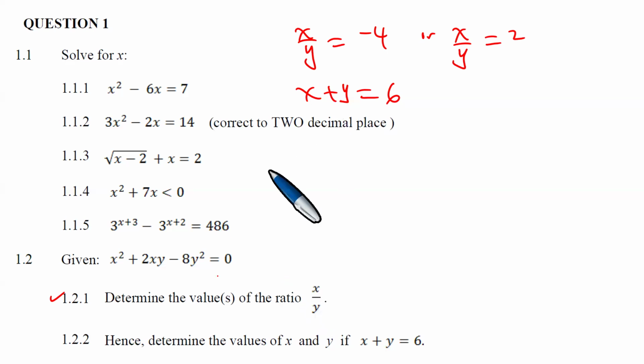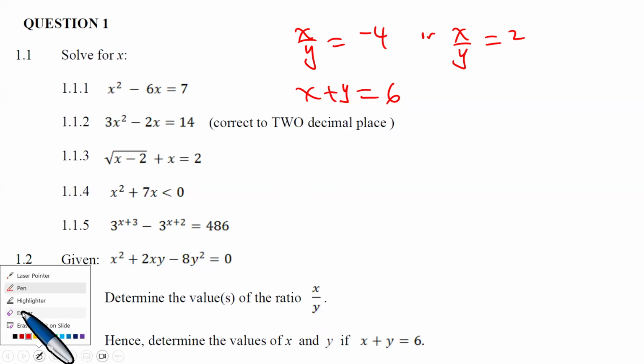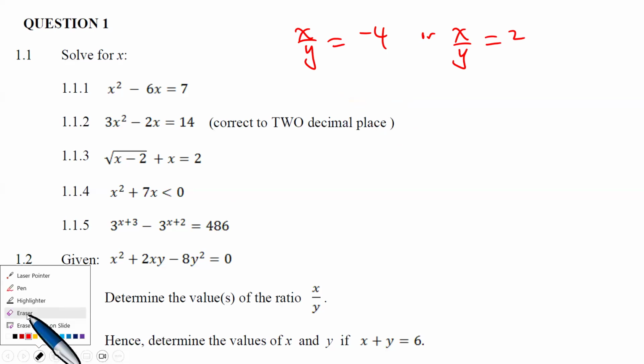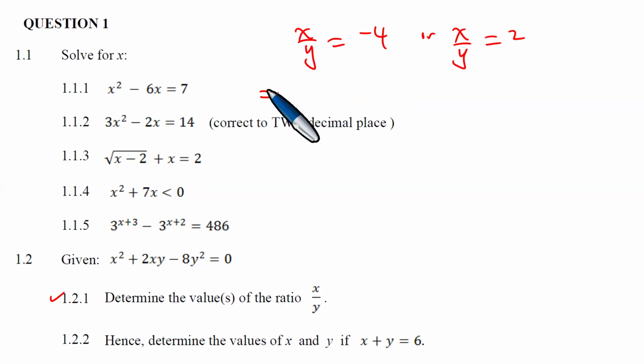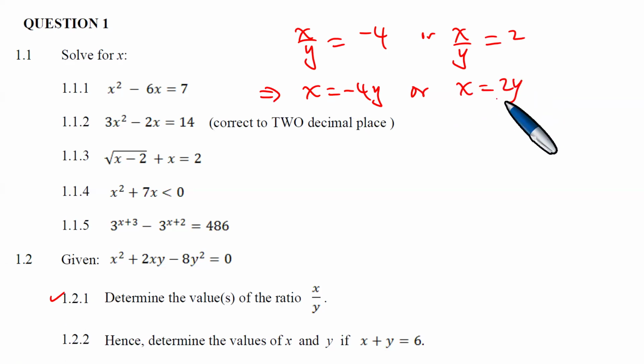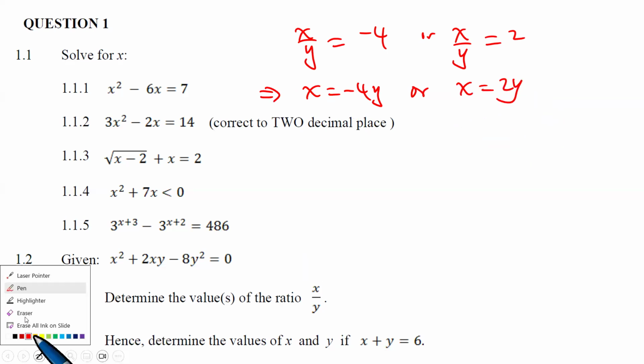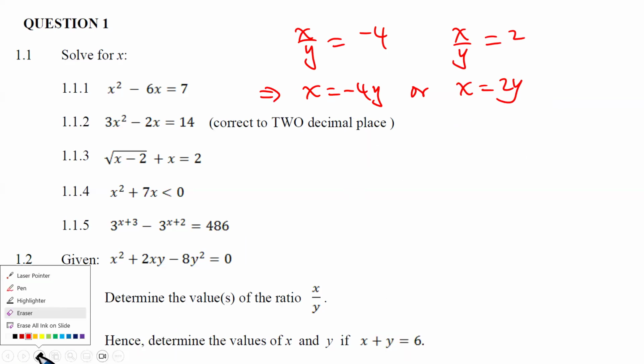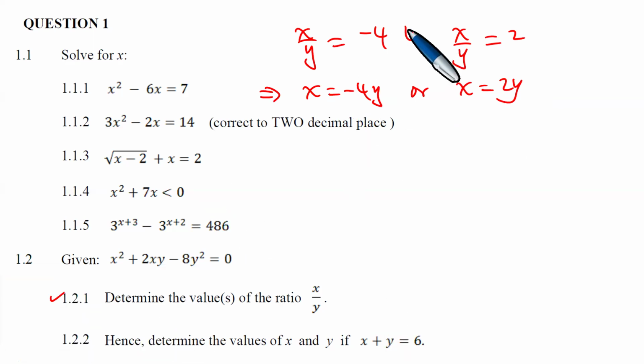Right, so from these two equations, we can just cross multiply and say this implies that x is minus 4y, or x is 2y, like so. And then what do we do next? All right, we solve with this equation. So we have x plus y equals 6.